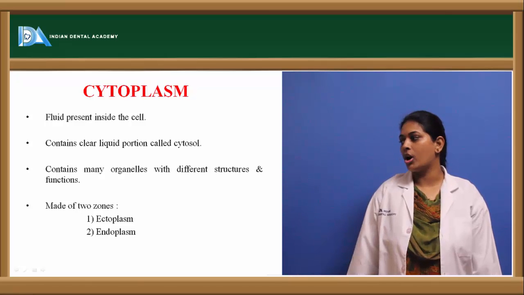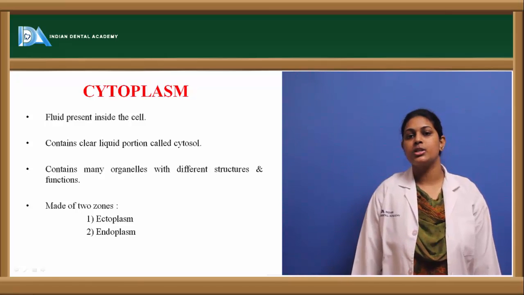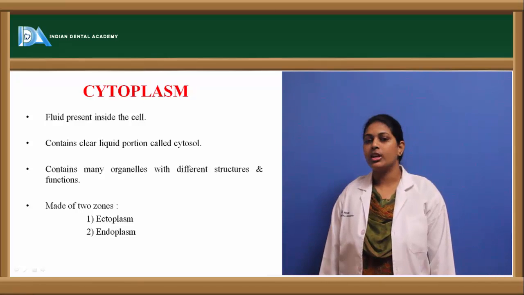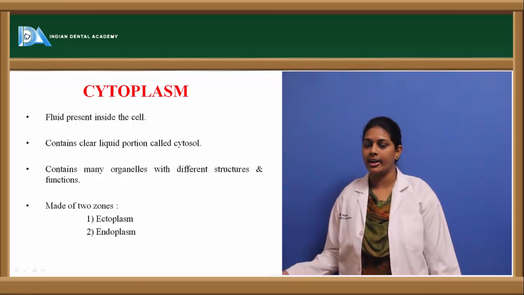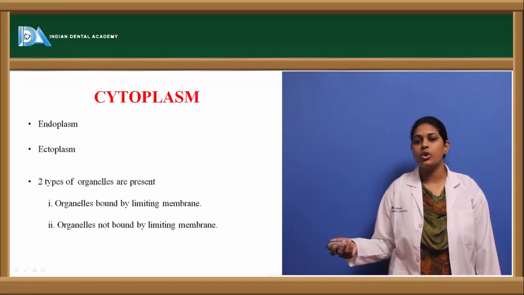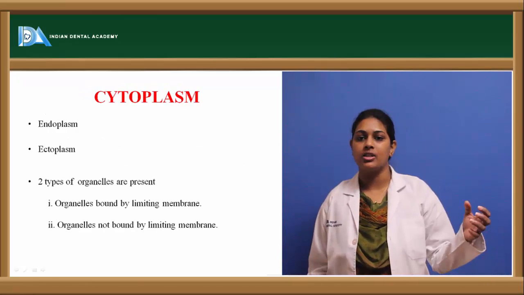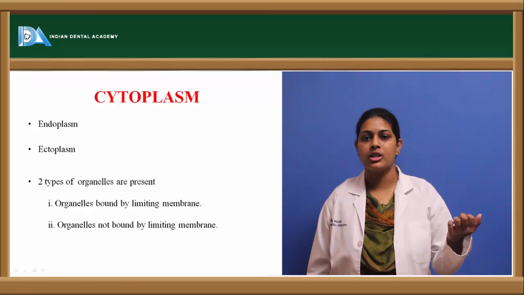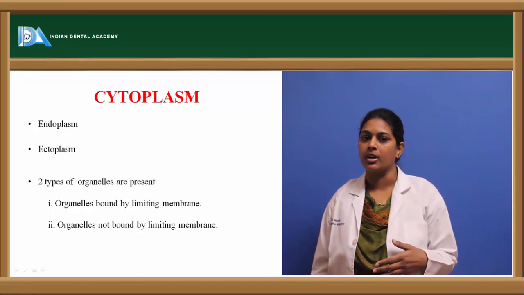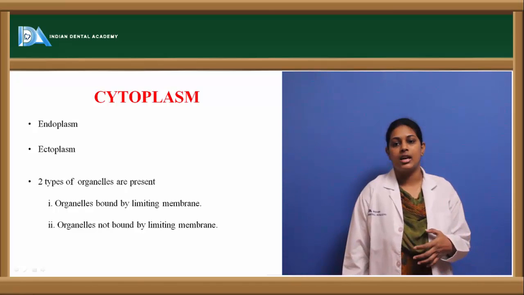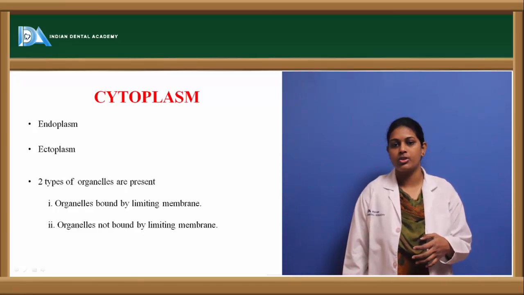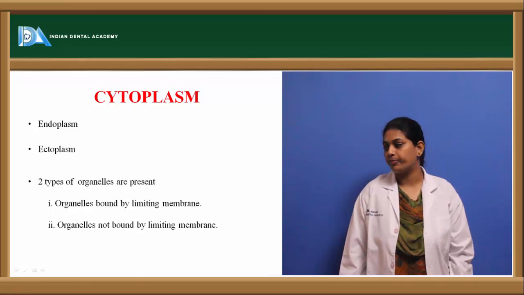It contains many organelles which are different in structure as well as in function. And usually the cytoplasm has two zones, the ectoplasm zone and the endoplasm zone. The ectoplasm zone is present immediately, ecto meaning outside, just beneath the cell membrane. Whereas the endoplasm zone is present within, where the organelles are concentrated, and it is known as the cell cortex.